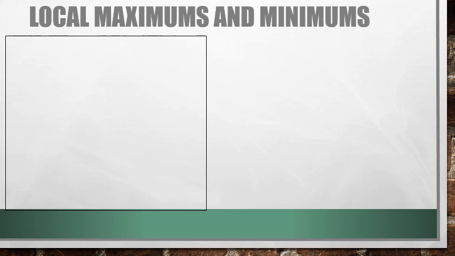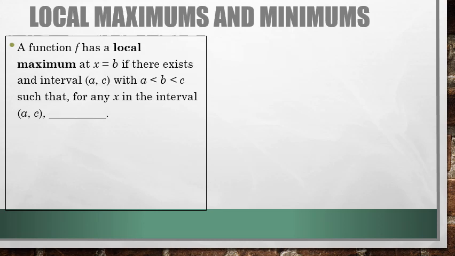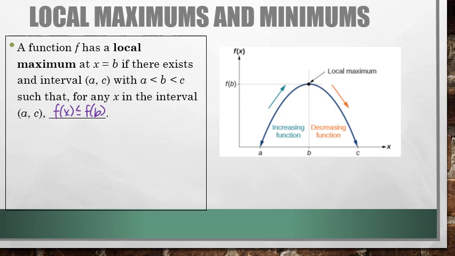Let's talk about local maximums and local minimums. A function f has a local maximum at x equals b if there exists an interval from a to c, with a being less than b being less than c, such that for any x in the interval ac, f of x is less than or equal to f of b. What in the world is that saying?